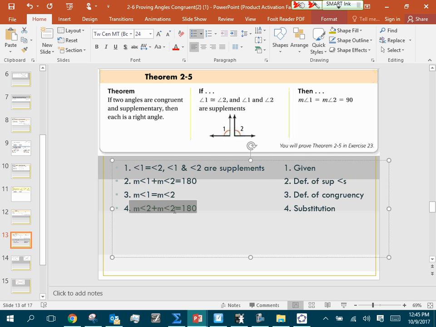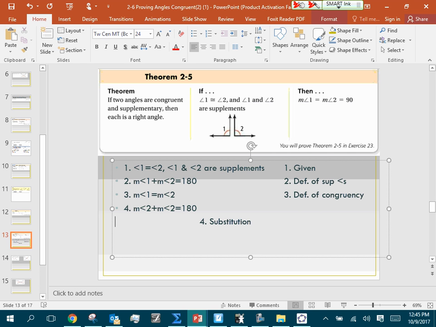Now this step is dependent on all 3 of those. Okay? So step 4 cannot be in between 2 and 3. It can't be in between 1 and 2. It has to come after all 3 of those statements were made. Okay? So it has dependence on those 3 statements.